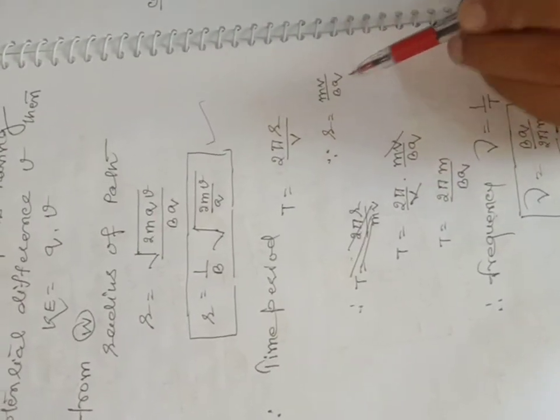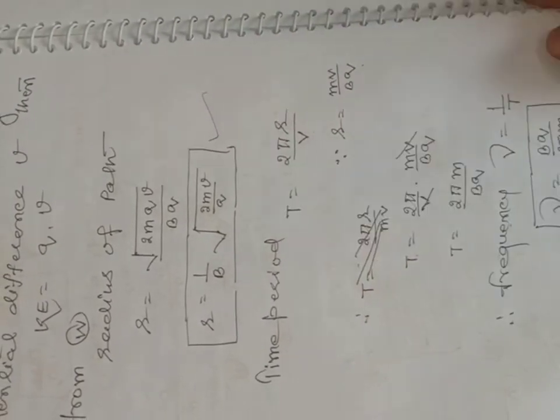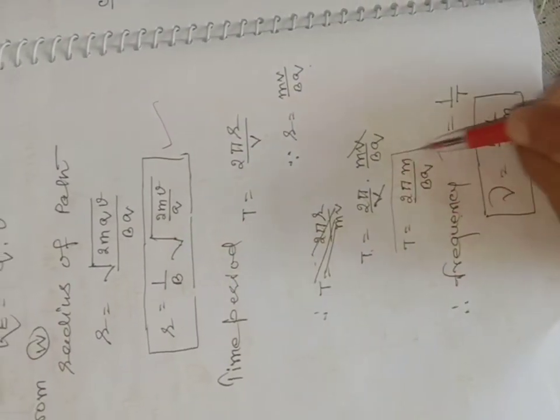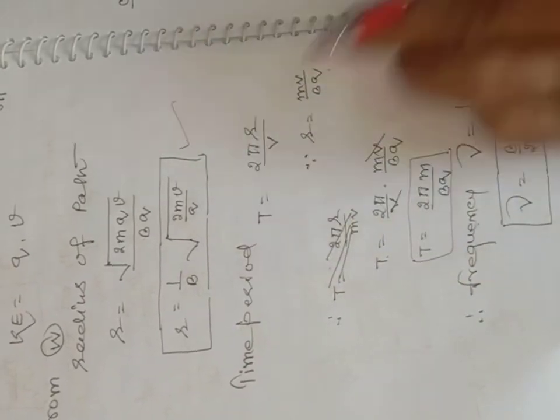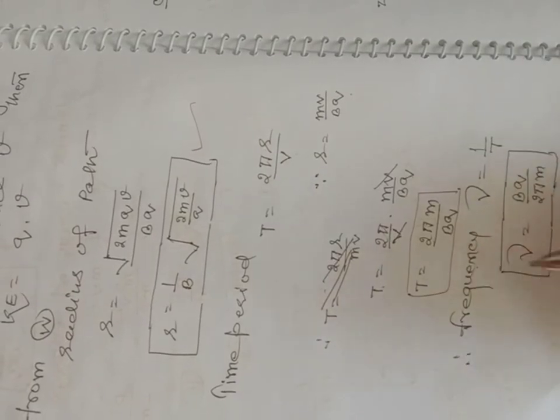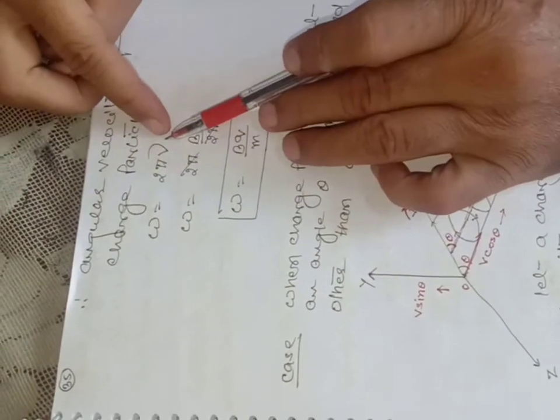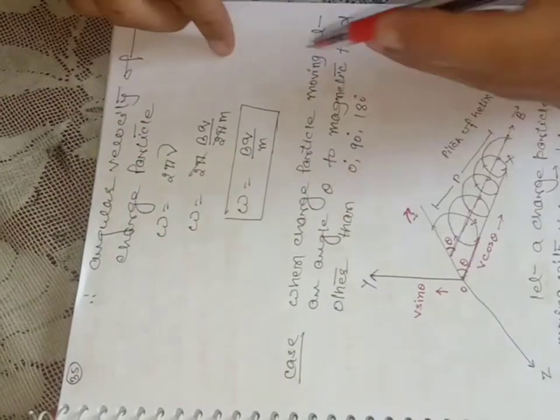Time period of the particle is distance traveled by velocity, 2 pi r upon v, and r is equal to mv by bq. So T becomes equal to 2 pi by v into mv by bq, v gets cancelled. So T is equal to 2 pi m by bq. This is the time period of moving along a circular path in a given magnetic field. So what is the frequency? It is the reciprocal of time period. The frequency is equal to bq by 2 pi m. And what is the angular velocity? Angular velocity omega is equal to, as you know, 2 pi nu. Put the value of nu here, so you will get the angular velocity. Clear?